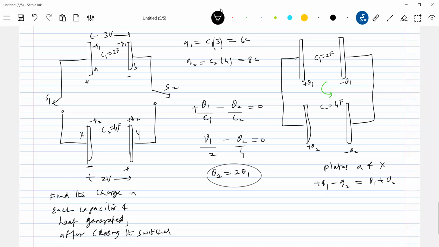Sir, how can you assume this was a negative plate? You made it positive. You look for the final answers. So this will be 6 minus 8, Q1 plus Q2 equal to minus 2. So two equations, two unknowns. Substituting Q2 equal to 2Q1, I'm getting Q1 equal to minus 2 by 3.